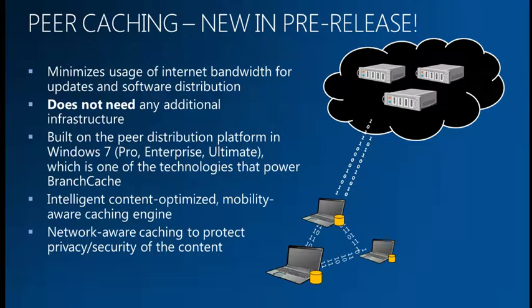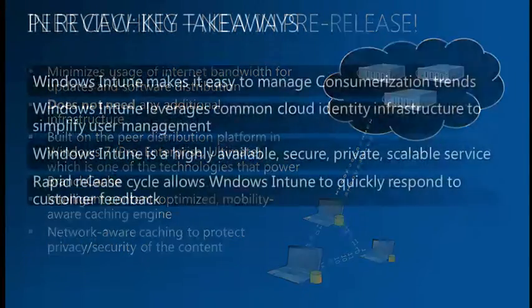The content is intelligently optimized. It's network aware, so you only download content from peers which are in the same subnet, and there is established trust between the computers which are acting as peer sources. So all of the security and trust is automatically taken care of, and you can just get started. As soon as you sign up for Spring, for this release, and start doing content distribution, you can already leverage and see the benefits.